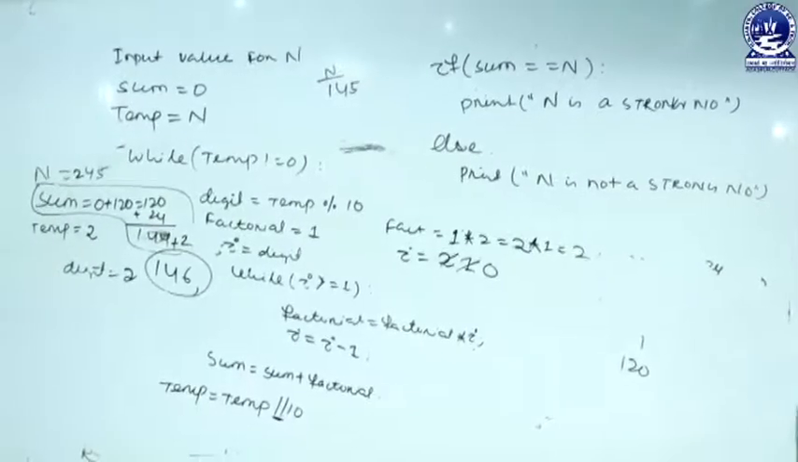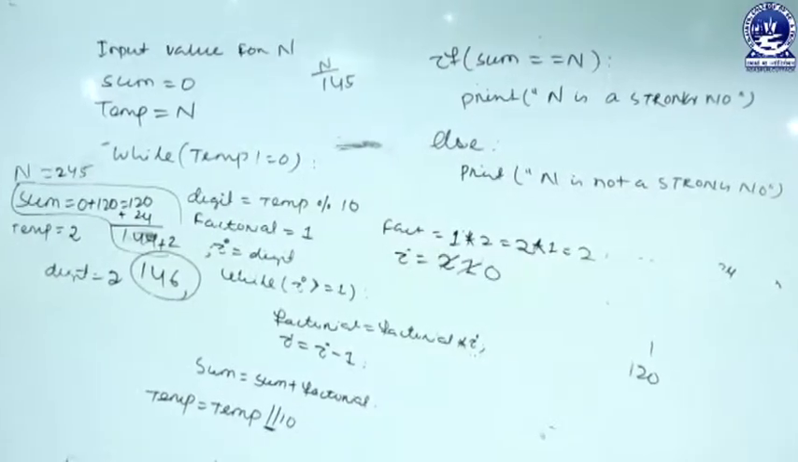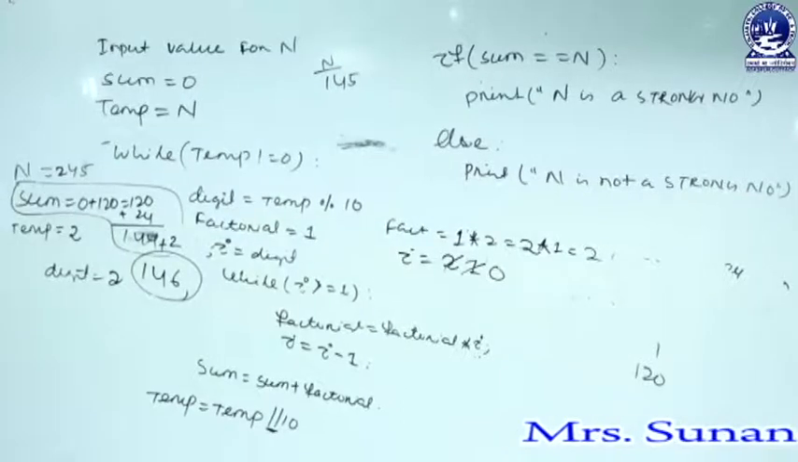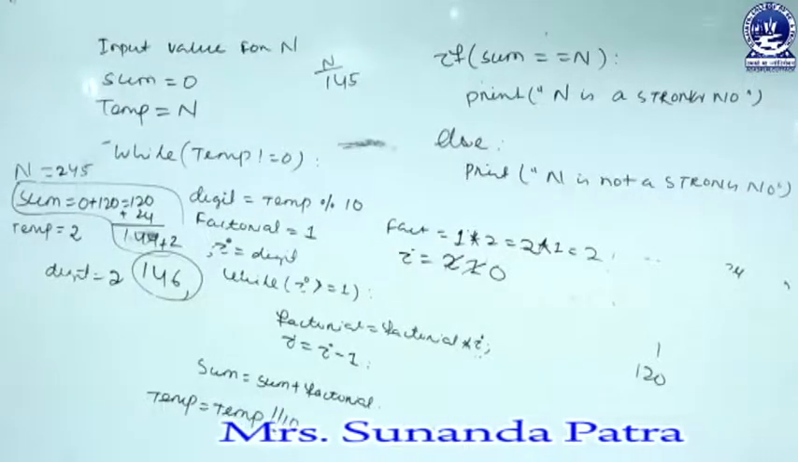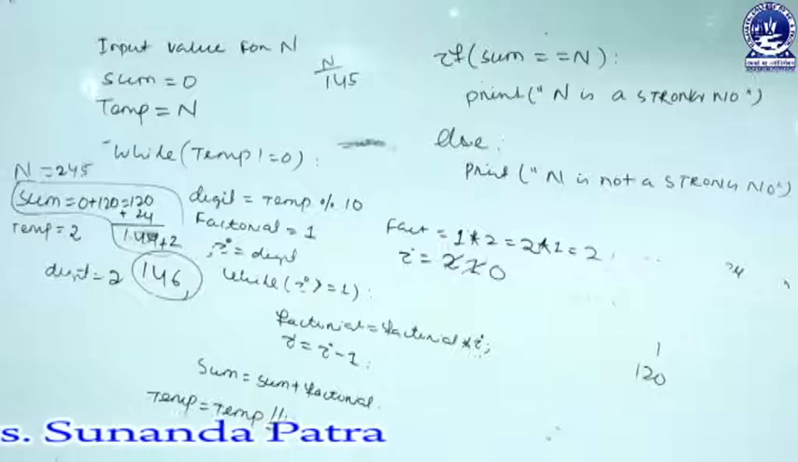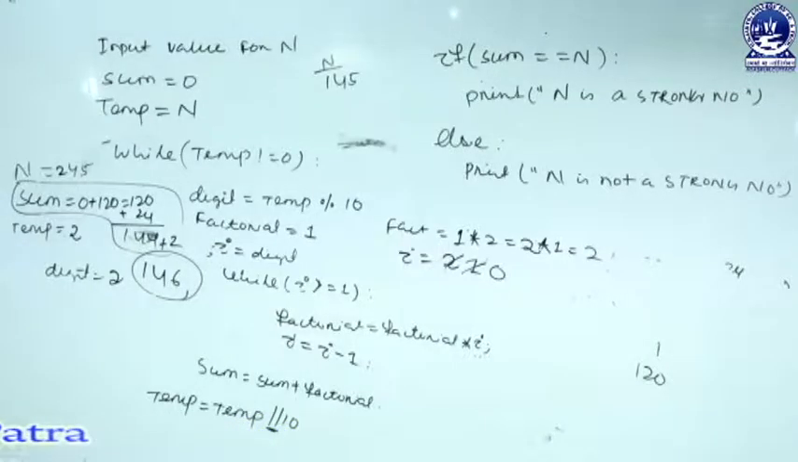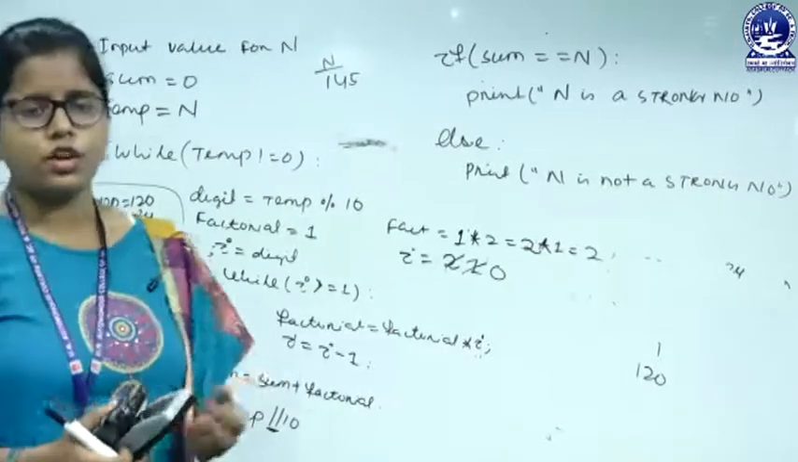So this is the pseudocode for checking whether a given number is strong or not. First we have to find out the factorial of each and every digit, then we will sum the factorials of the digits, then we will check whether that summation value is equal to the original value, that is n. If it is the same, then n is a strong number. If it is not the same, then n is not a strong number.